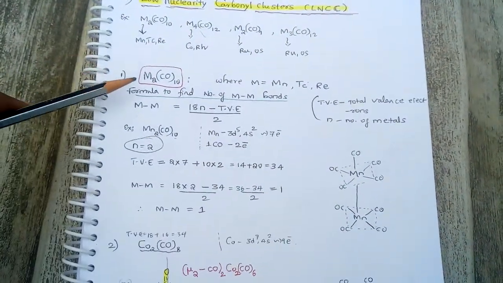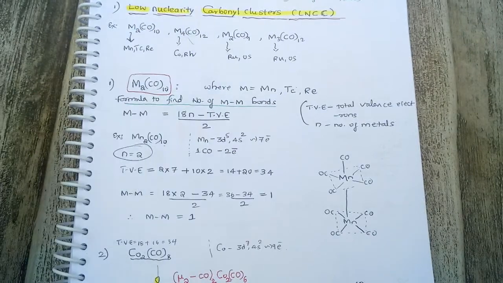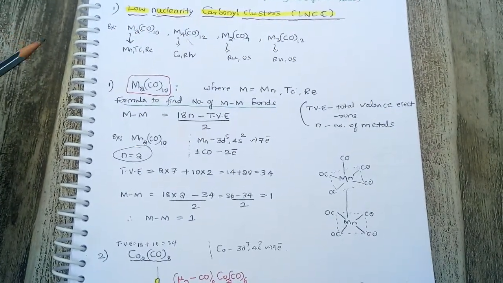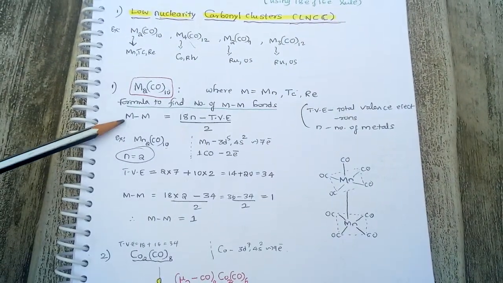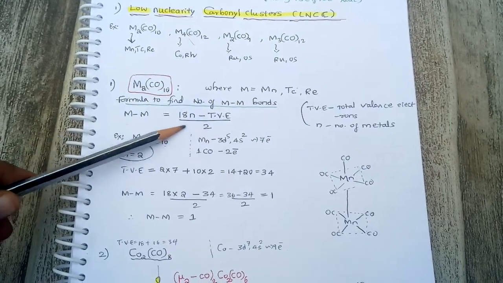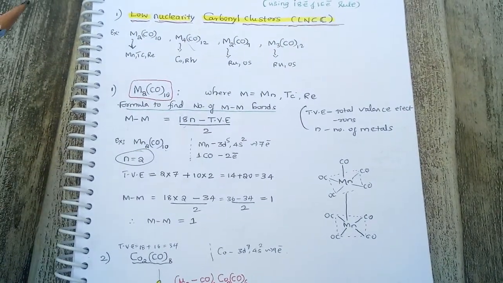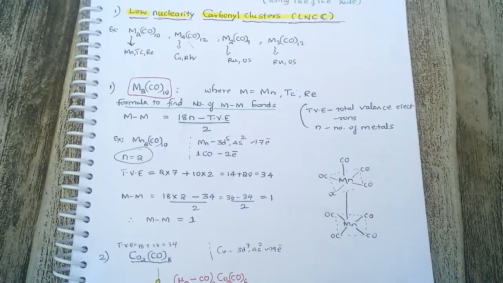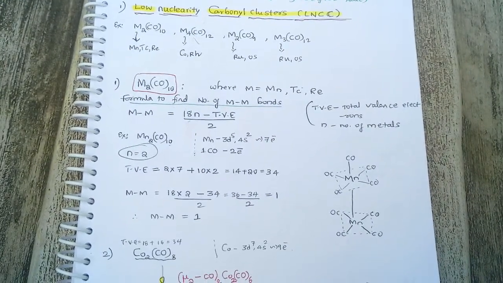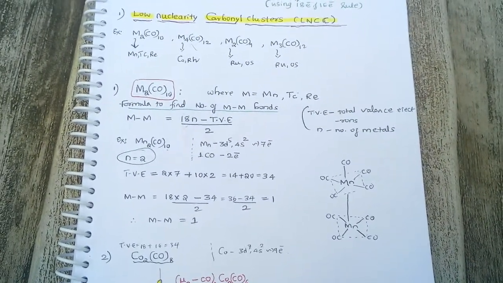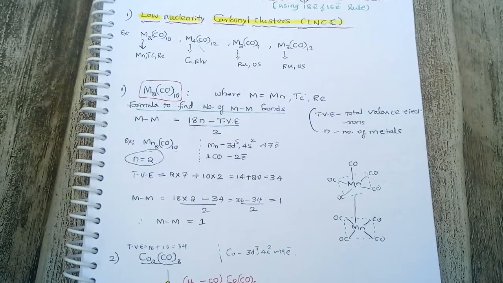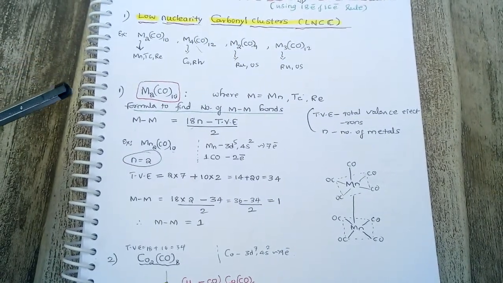First one is M2(CO)10, where the metal is manganese, technetium and rhenium. For this, the formula for metal-to-metal bond order is (18N minus total valence electrons) by 2. Here TVE means total valence electrons, and N is the number of metals. First we have to find the total valence electrons of that complex.